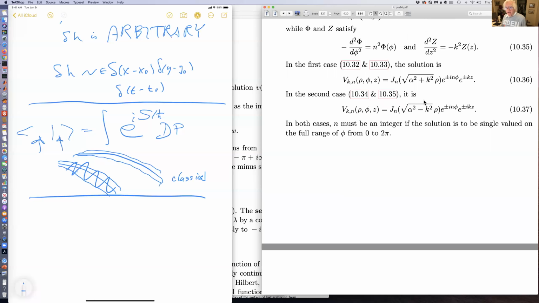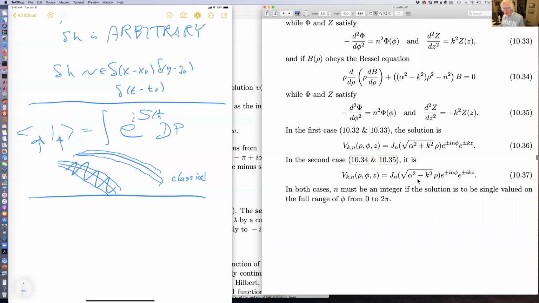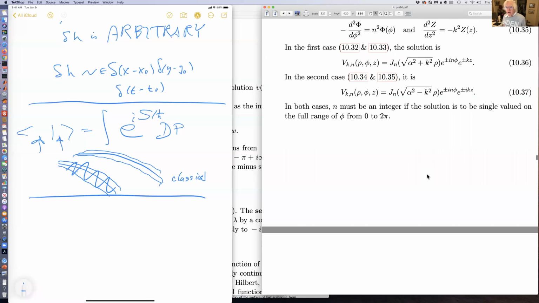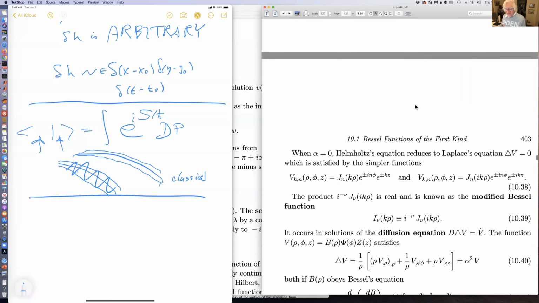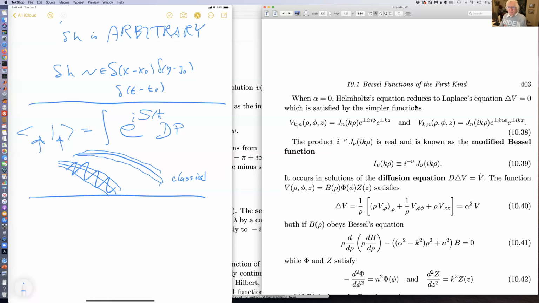So as a result, this also happens when alpha is non-zero, because whenever k is greater than alpha, we have an imaginary argument here. Notice that the argument of the Bessel function is either real or imaginary, at least if alpha is real. One could have, of course, alpha complex, and then we would have Jn of a complex argument. Let's leave that aside. We've got enough to deal with here.